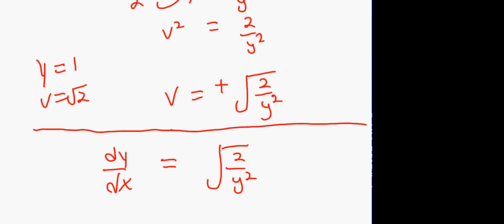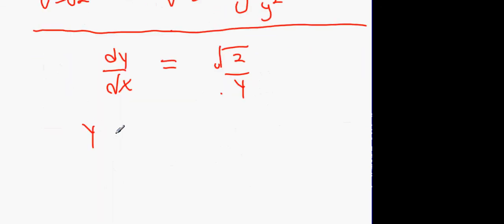Okay, so we can change that into root 2 over y, because it's the same thing as root 2 over root y squared, and root y squared is y. So we just free up the y now, okay? So we're going to get root 2 divided by y. Cross multiply: y dy equals root 2 dx. Integrate.